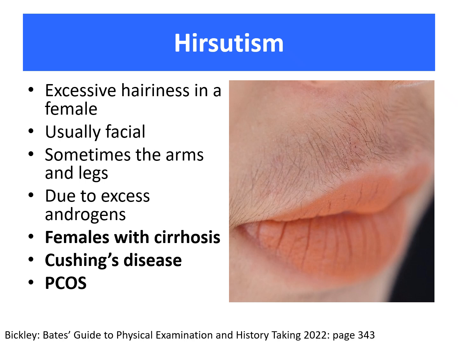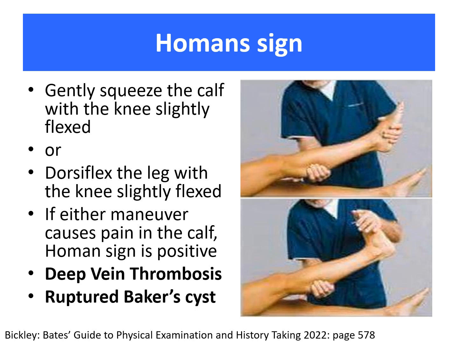So these are the three situations in which hirsutism may be associated within the clinical scenarios. Holman sign. We talked about Holman sign. Gently squeeze the calf with the knee slightly flexed, or dorsiflex the leg with the knee in the slightly flexed position.